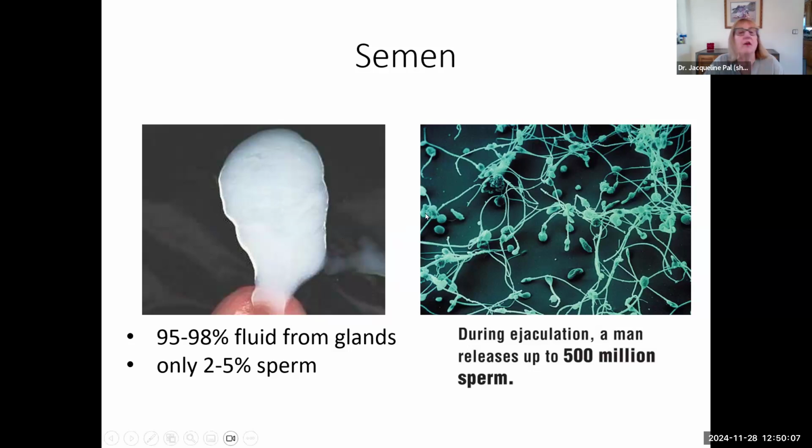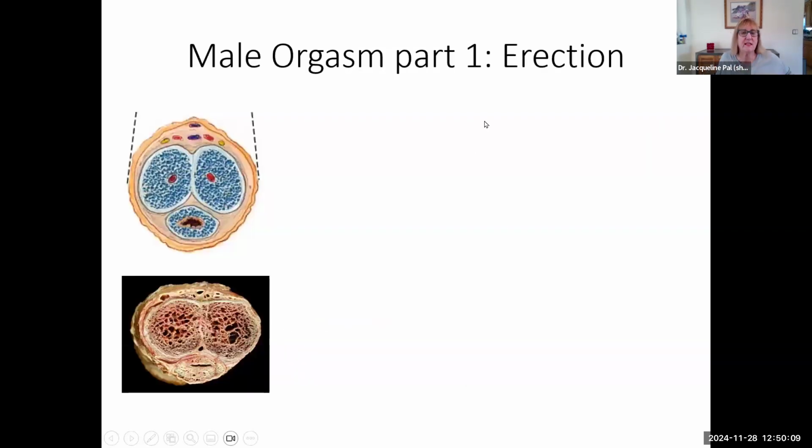All right. So let's talk about orgasm. So to have that good sex life, there's going to be two parts to it. You have to have the erection, then you have to have the ejaculation. So to understand the erection, let's go back and look at what that penis looks like. So on the amputated penis drawing versus the actual photograph.